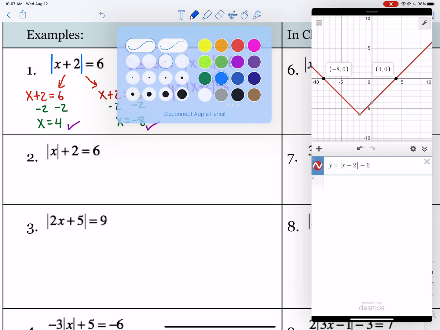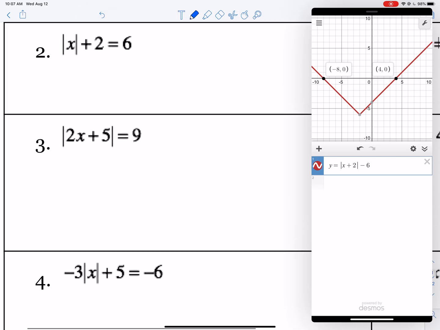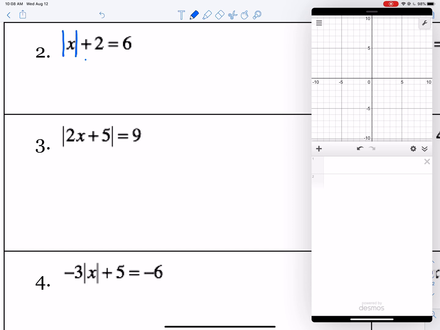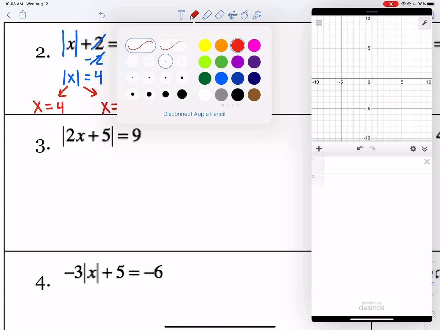All right, let's go on to example number 2. So first we check to see if the absolute value symbol is by itself, and it is not. We have this 2 right here. So using inverse operations, we're going to move that 2 so that the absolute value of x is by itself. And now you have the absolute value of x is 6 minus 2, which is 4, and that 2 is now out of the way. So let's set up our 2 equations, one positive and one negative. So drop the absolute value bars and say x is equal to 4 and x is equal to negative 4. And so then you notice there's no more work to be done, so you've actually already solved the equation.